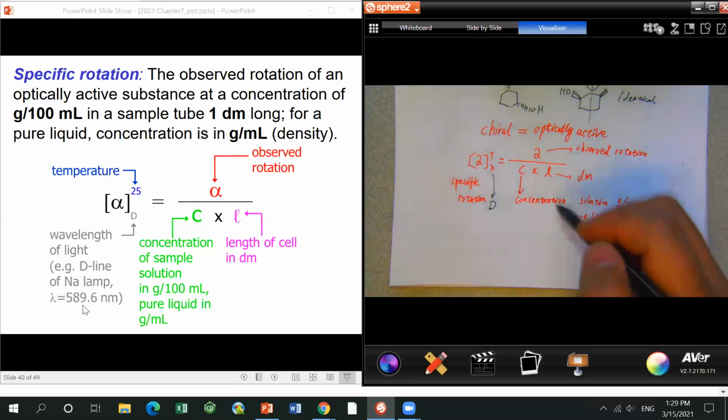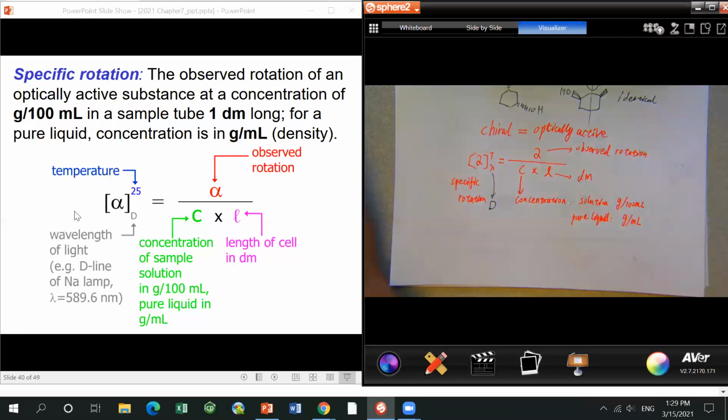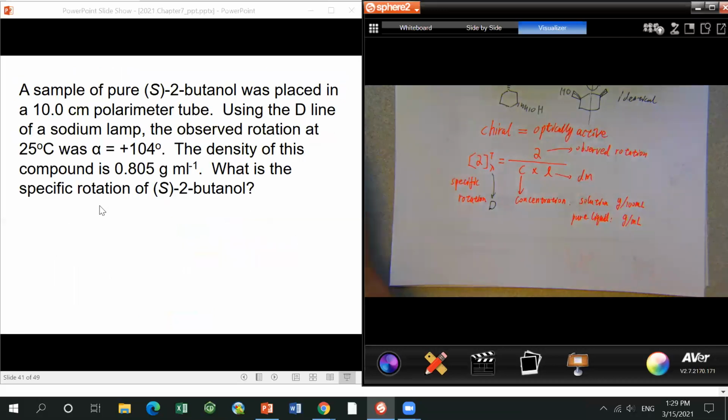All right, so now I'll show you two examples for the calculation of specific rotation. The first one: 2-butyl, placed in a 10 centimeter polarimeter cell, so here's the length of the cell. Use the D line lamp, and the observed rotation at 25 degrees is plus 104 degrees, and the density of the compound is 0.8005.